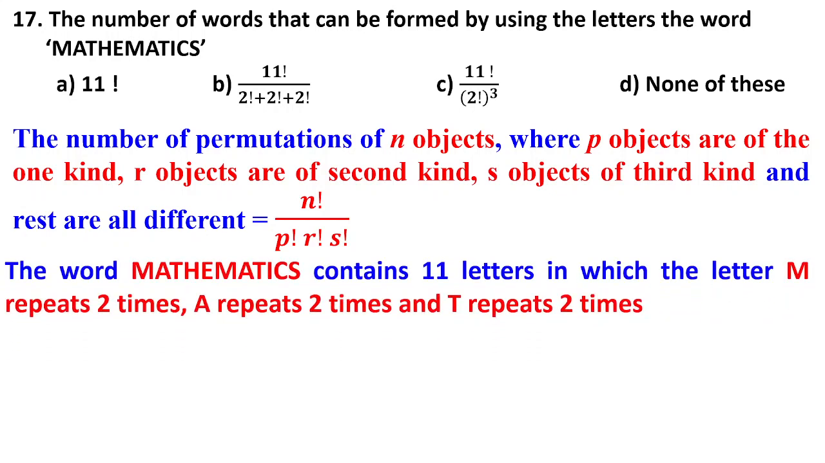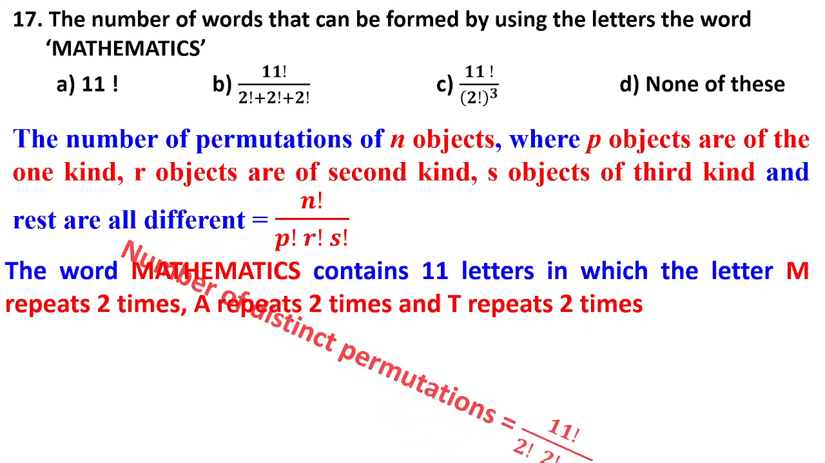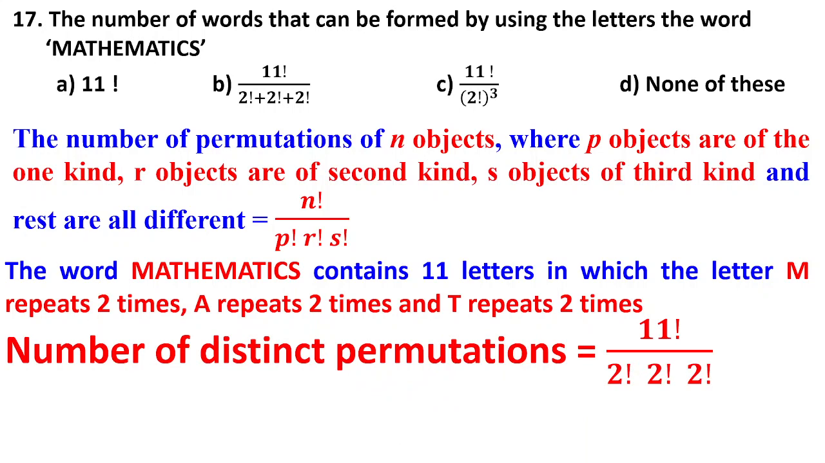Here, mathematics contains 11 letters. M repeats 2 times, A repeats 2 times, T repeats 2 times. So it should be 11 factorial by 2 factorial into 2 factorial into 2 factorial. Therefore, the option is C, 11 factorial by 2 factorial, the whole cube. It is not addition, it is multiplication of 2 factorial into 2 factorial into 2 factorial.